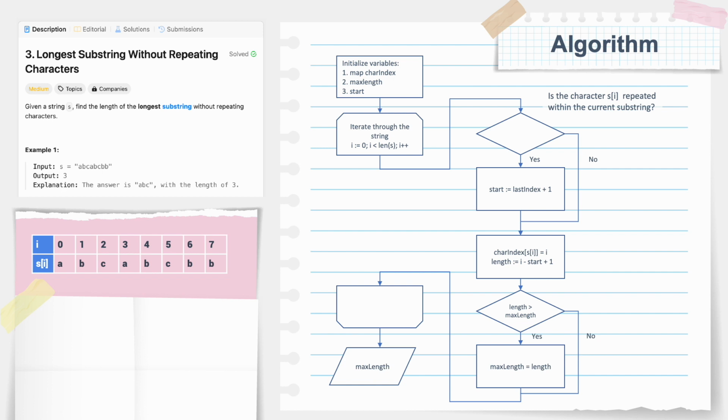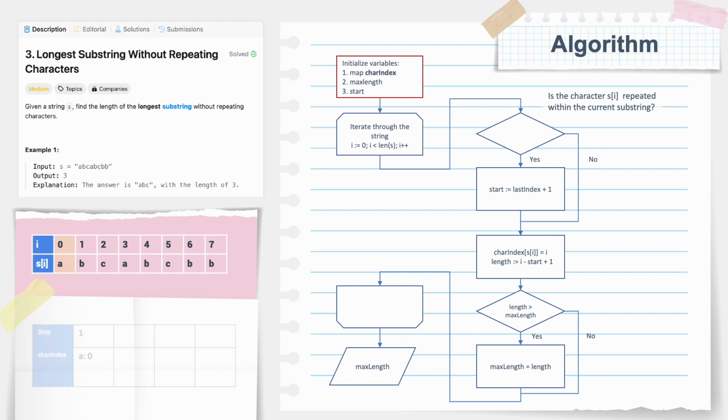Now, let's break down each step of the algorithm in detail. The first step of the algorithm is initializing variables. Char index: this map stores the last index of each character encountered in the string. It helps to efficiently determine if a character has already been seen and update the starting index of the current substring if necessary. Let's debug a LeetCode example to make it more clear.